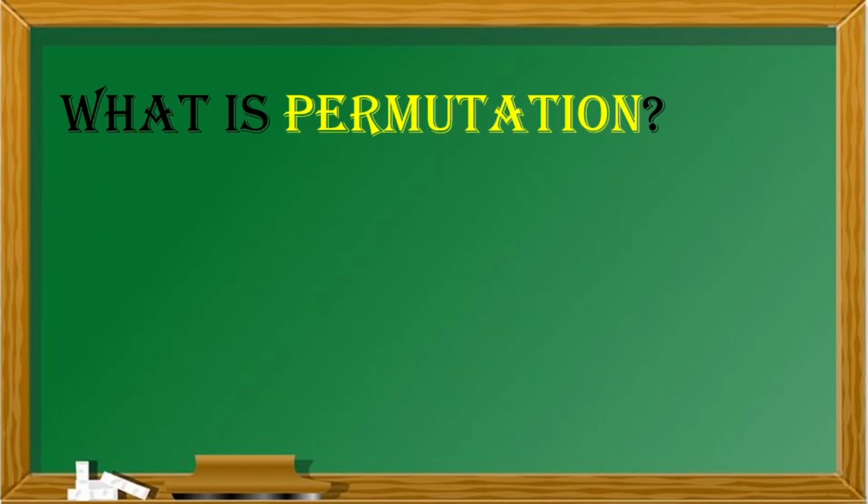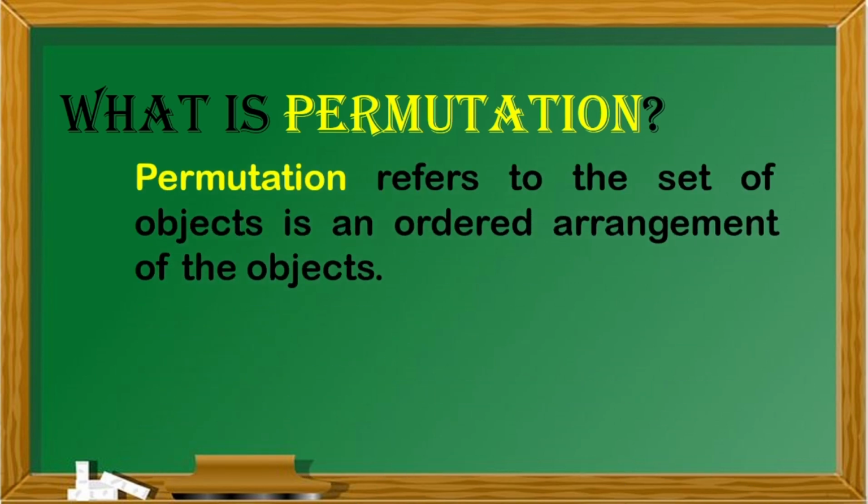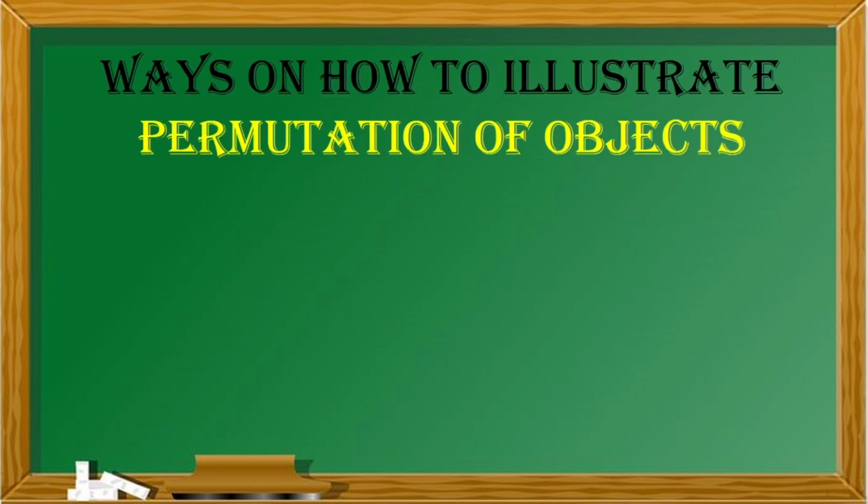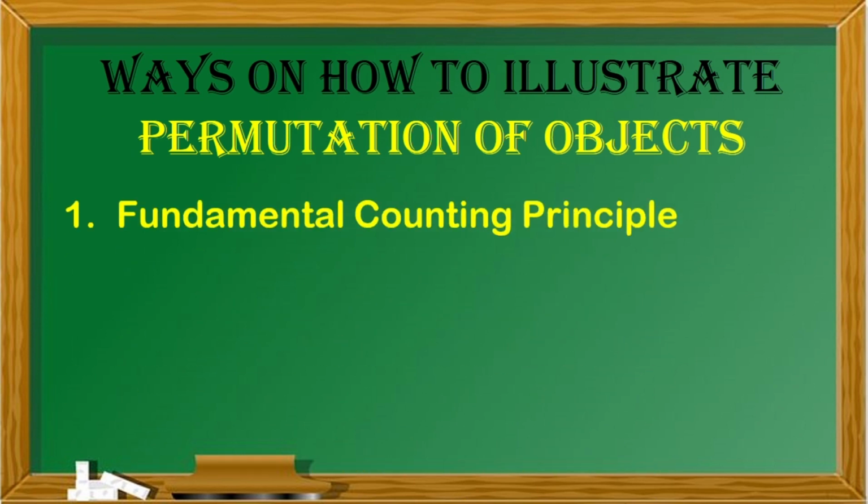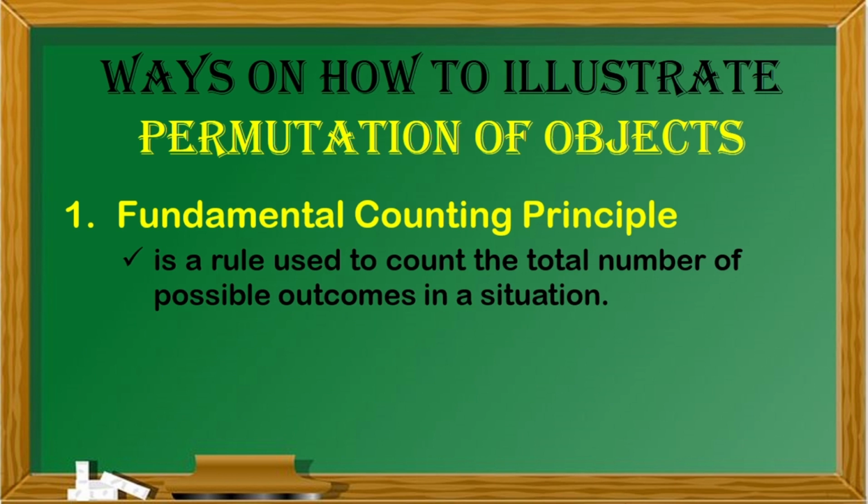Let's define permutation. What is permutation? Permutation refers to an ordered arrangement of the objects in a set. We have various methods to illustrate the permutation of objects. First is the fundamental counting principle. It's a rule used to count the total number of possible outcomes in a situation.